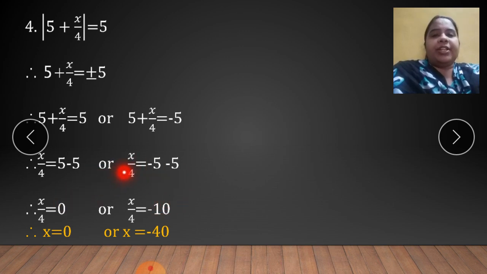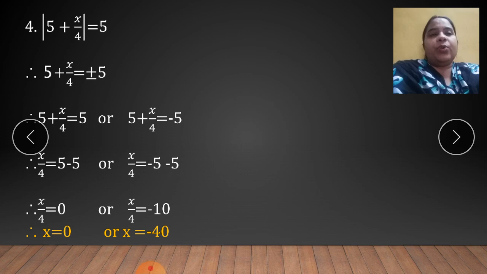Now you can take this 4 this side and this 4 also this side. So 4 into 0 is 0. So one value of x is 0. 4 into minus 10 is minus 40. So the answer will be x is equal to 0 or x is equal to minus 40. I hope this sum is clear. The basic difference between this and the previous sum is clear.